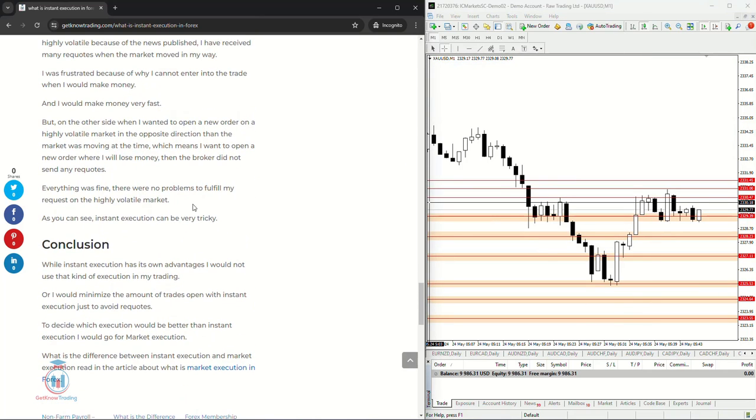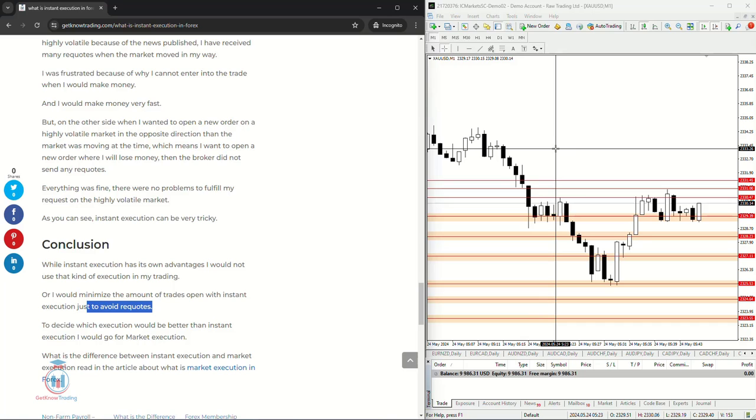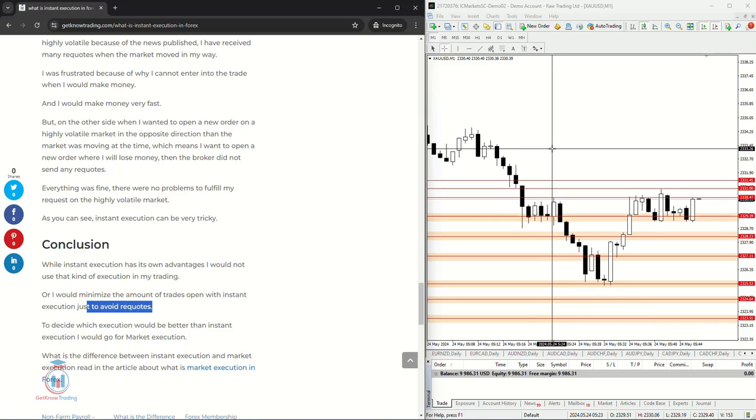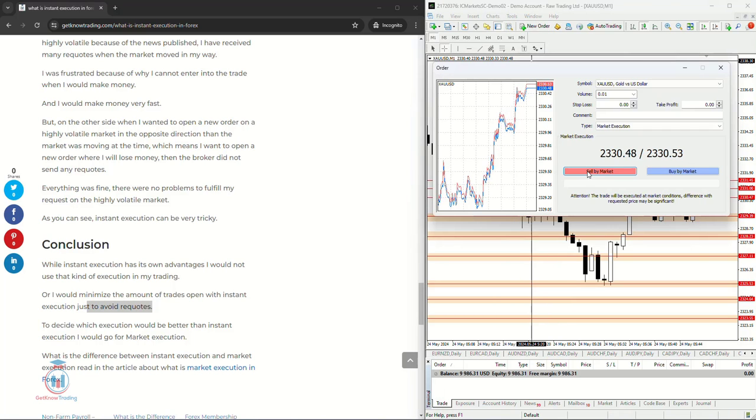Here is a conclusion for you. Instant execution has its own advantages. I would not use that kind of execution in my trading, or I would minimize the amount of trades opened with instant execution just to avoid requotes. So one of the biggest issues with instant execution is the requote. If there were no requotes, this would be very good, because if you click the button to open a new order and it opens at the current market price that you can see, there is nothing better than that.